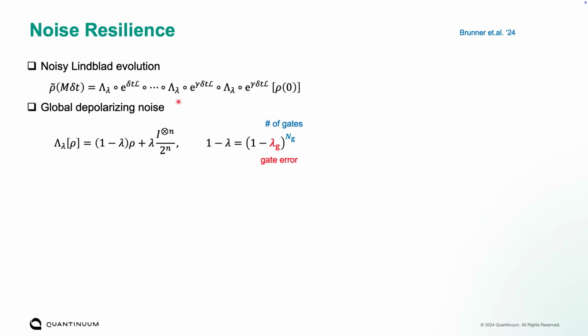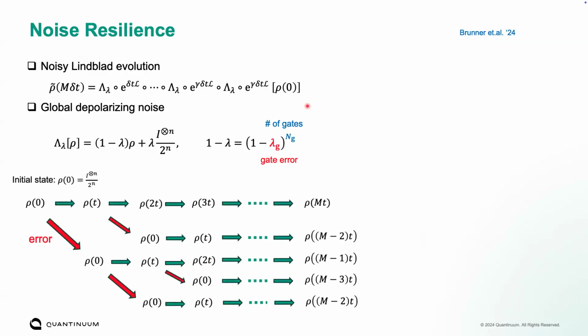Now, building upon this noise model, let's get some intuition for how this protocol works. So this green arrow corresponds to one Lindblad evolution. So after one step of Lindblad evolution, if there's no noise, you will get rho t. And the next step, you will get rho 2t. And if mt is larger than the mixing time, you expect that this is very close to the Gibbs state. So that's how the protocol works.